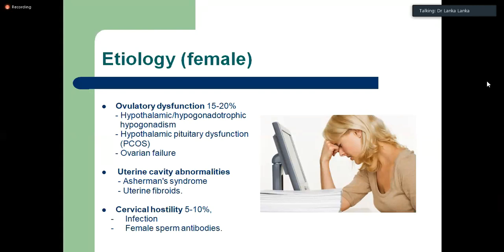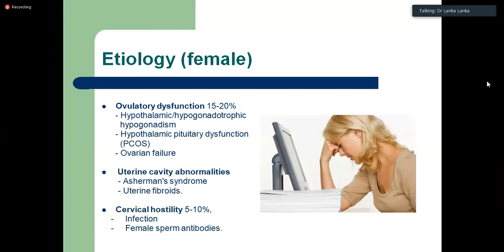Then you know that congenital problems like bicornuate uterus, uterine didelphys, unicornuate uterus are congenitally abnormal. So usually they will have primary subfertility, or if they get pregnant, they can have early miscarriages or preterm labor.